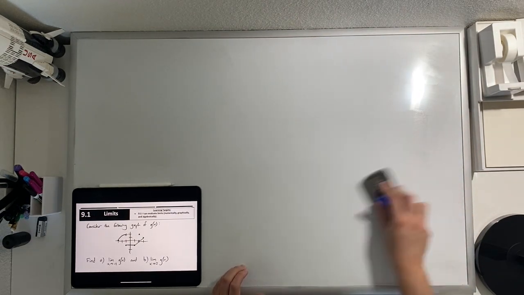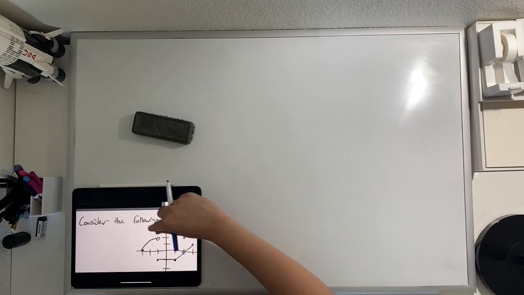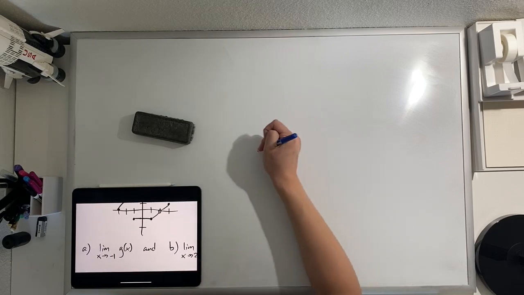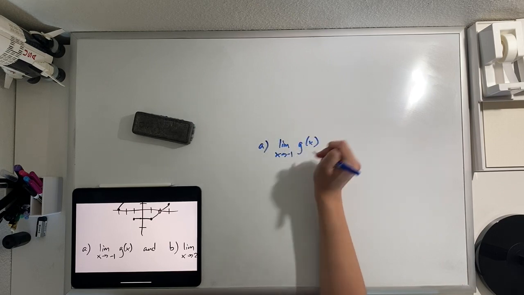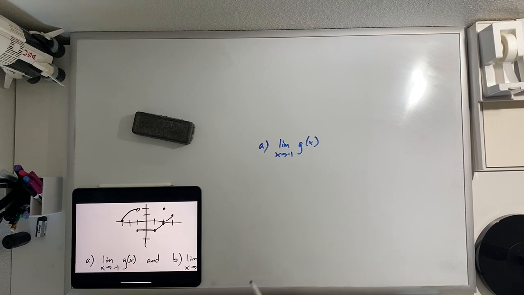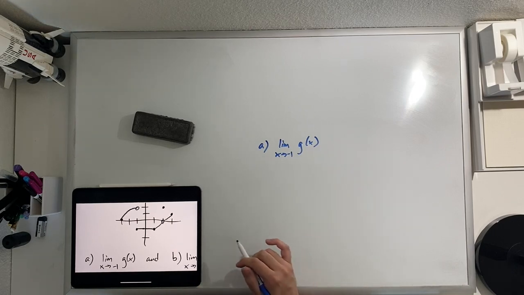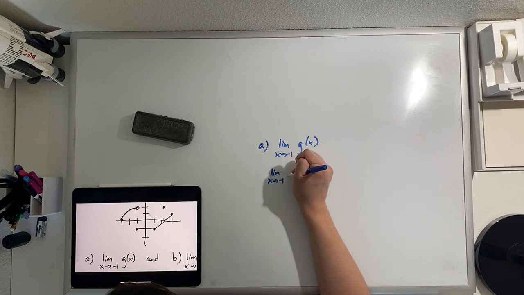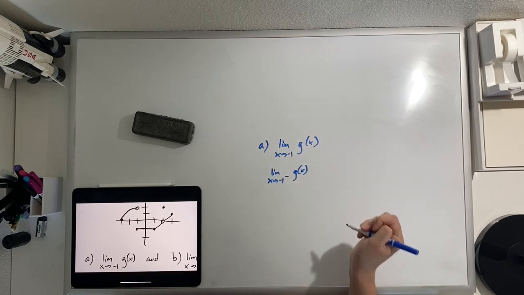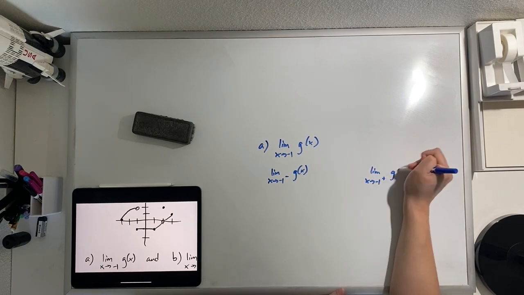Next problem, now we're dealing with a graph. Consider the following graph of g of x. Okay, so I'm just going to zoom in here. Now, part A, find the limit as x approaches -1 of g of x. All right, so the limit as x approaches -1, so we're looking right here. And again, anytime we're dealing with these limits, okay, does the limit as x approaches -1 from the left of g of x equal the limit as x approaches -1 from the right of g of x?